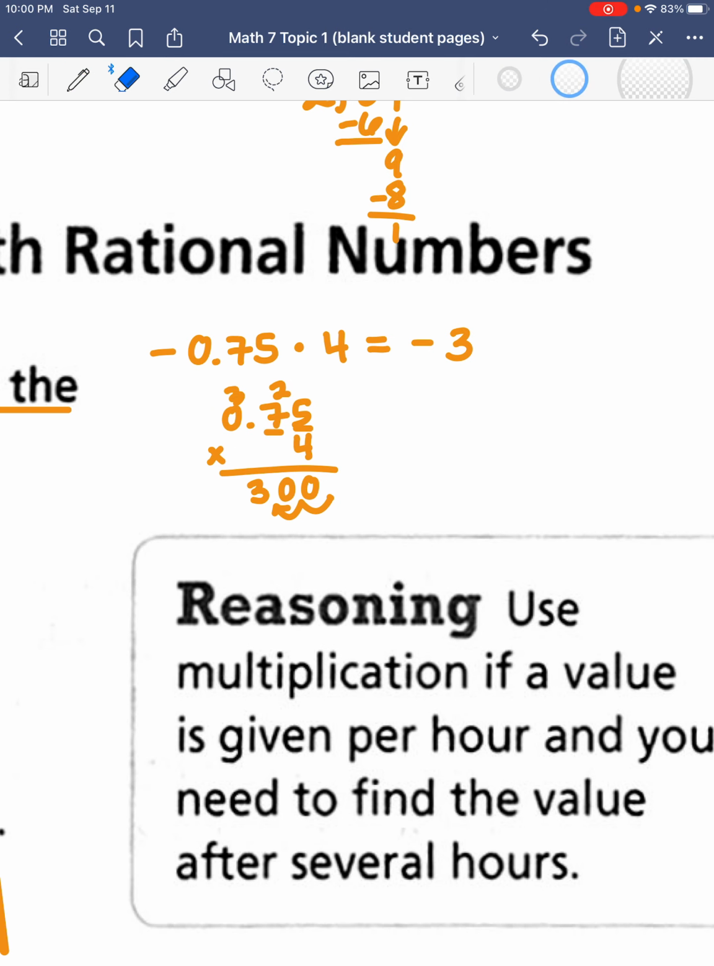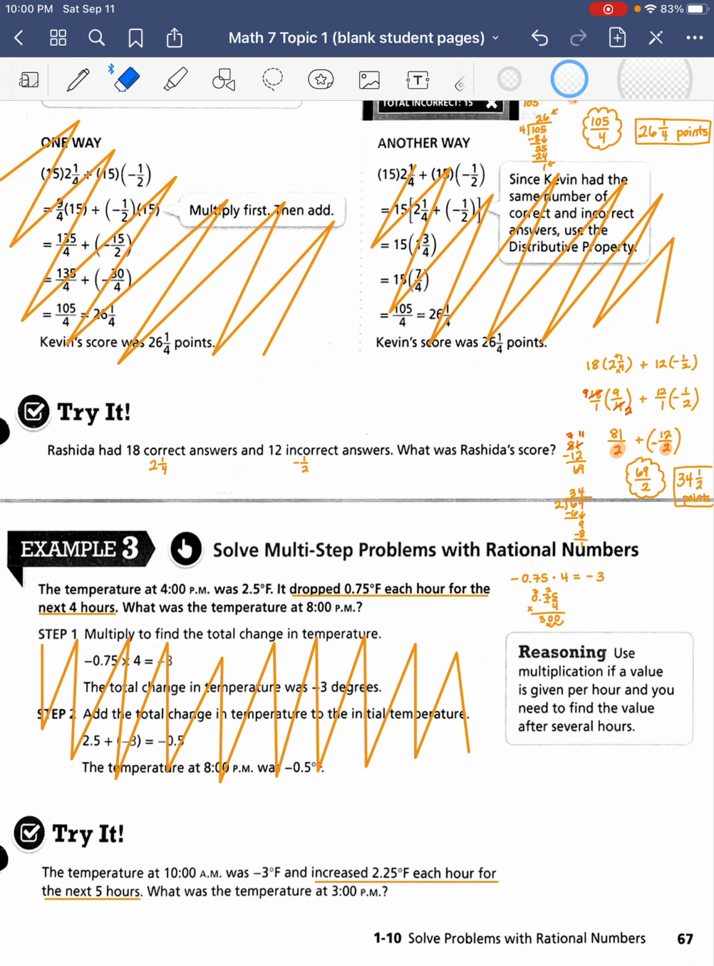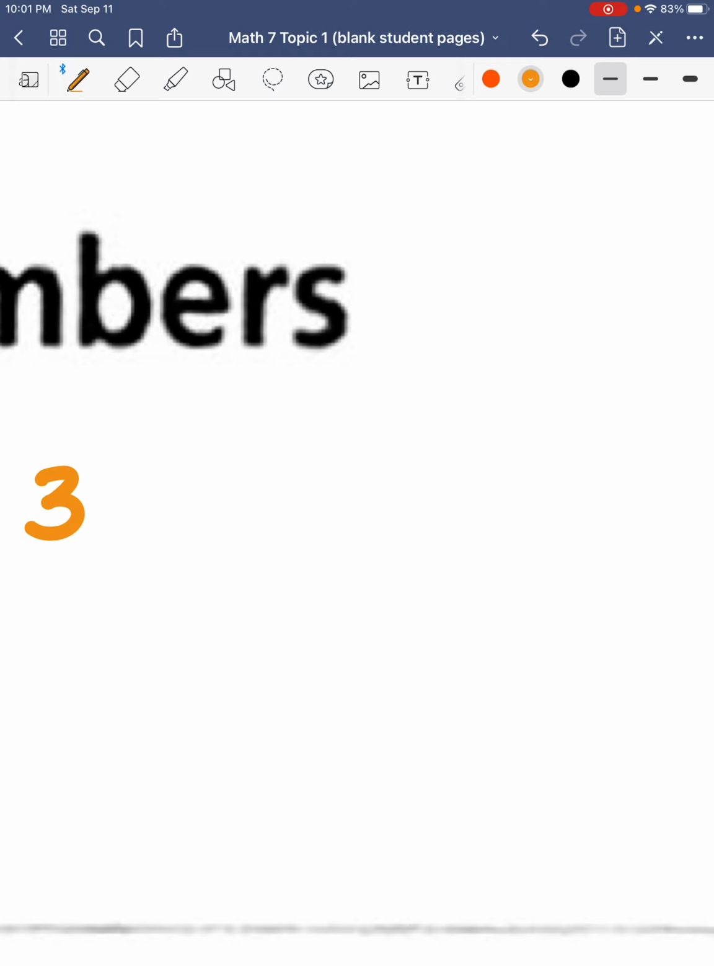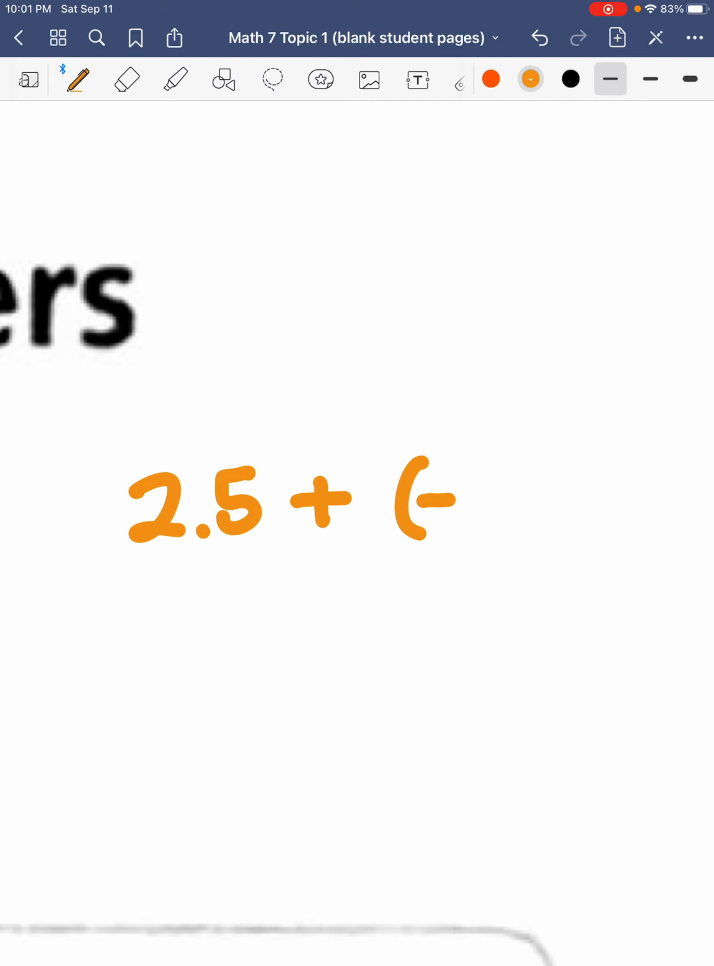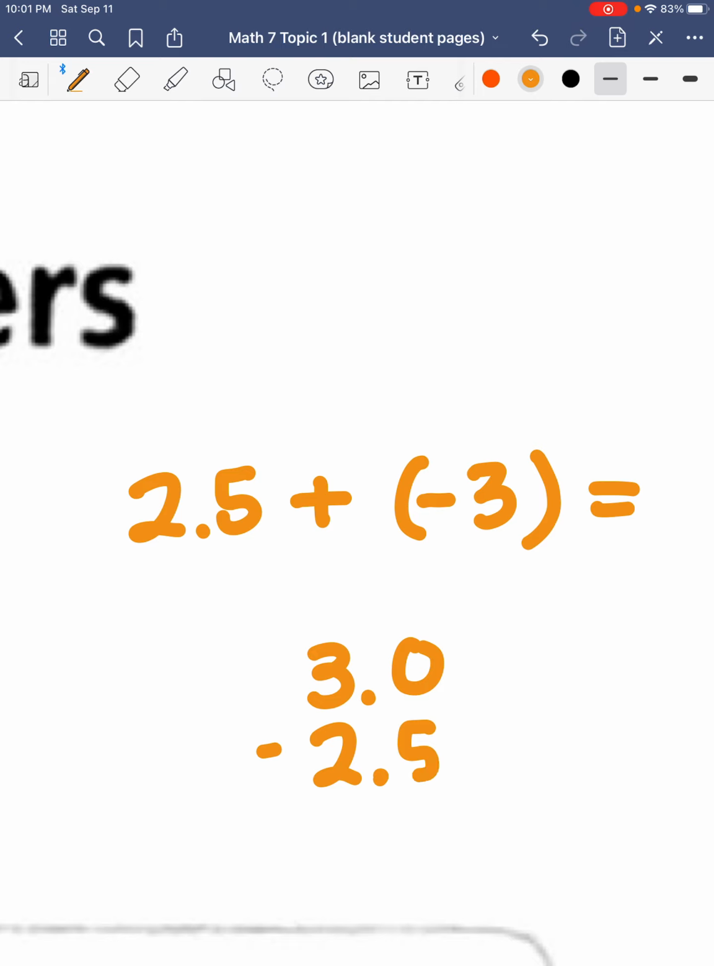So now we're going to add that to the starting temperature. And it started at 2.5 degrees Fahrenheit. So we have 2.5 plus negative 3. And that's going to tell us what the temperature is at 8 p.m. Well, I see that I have 2 different signs, so I'm really going to subtract. So which of these numbers is farther away from 0? 3. So I'm going to write this as 3.0, and I'm going to subtract 2.5 from that.